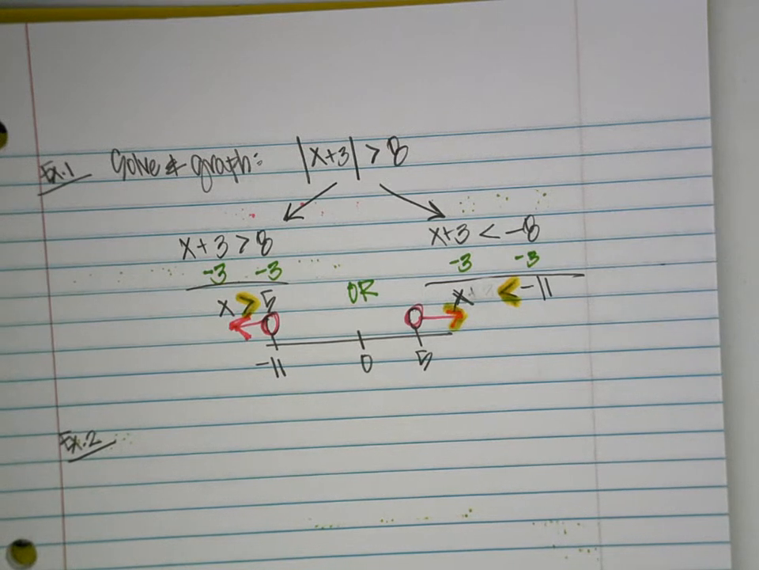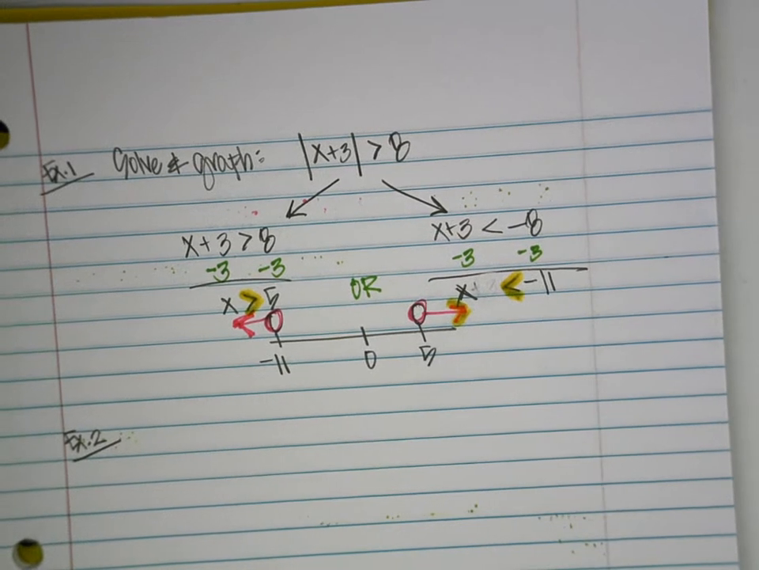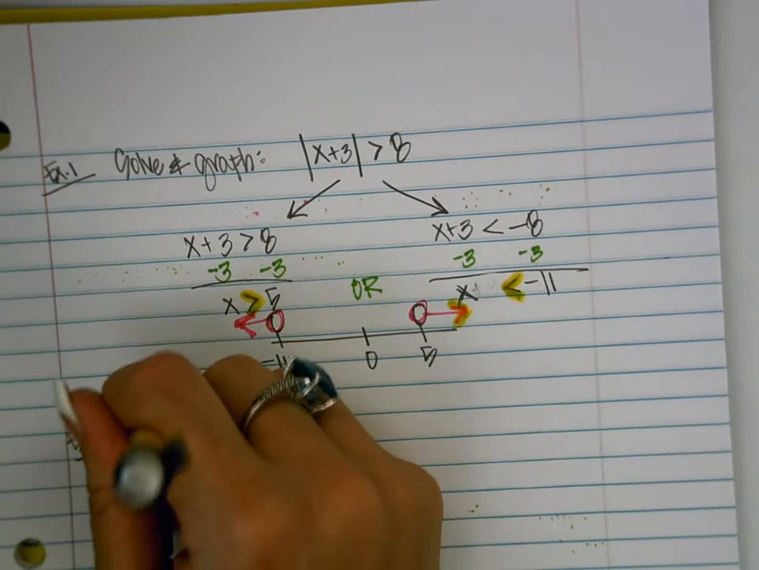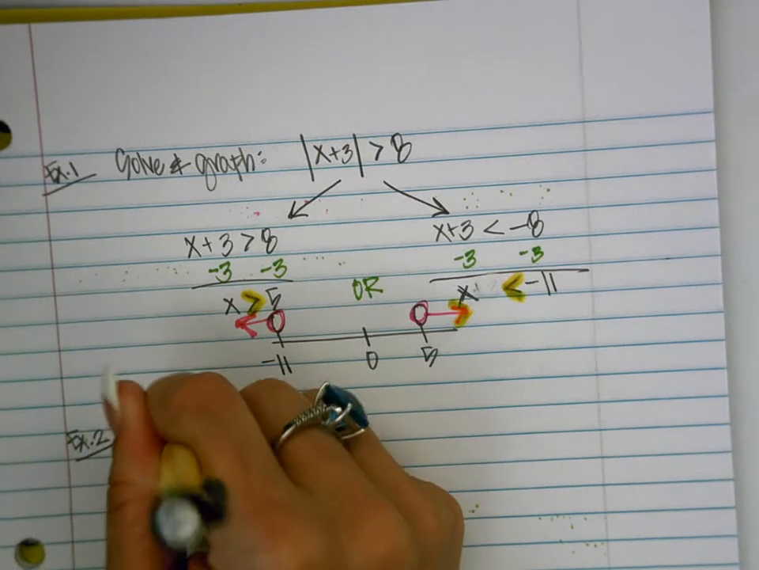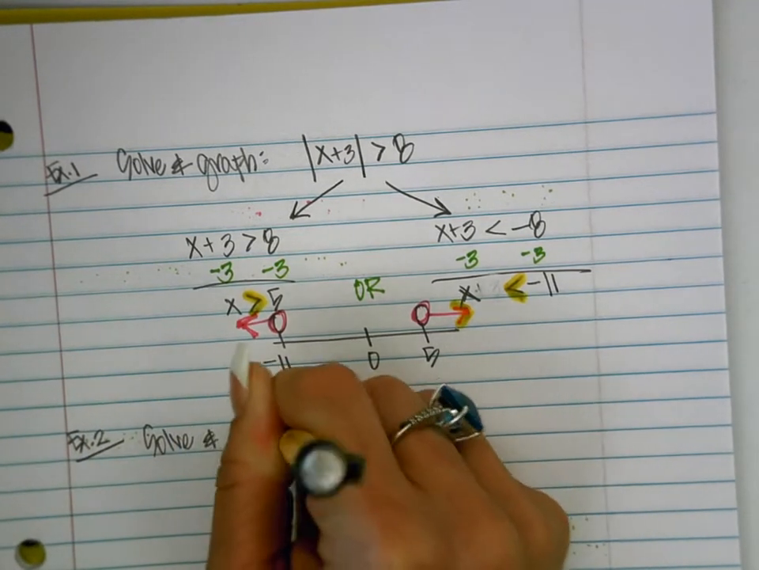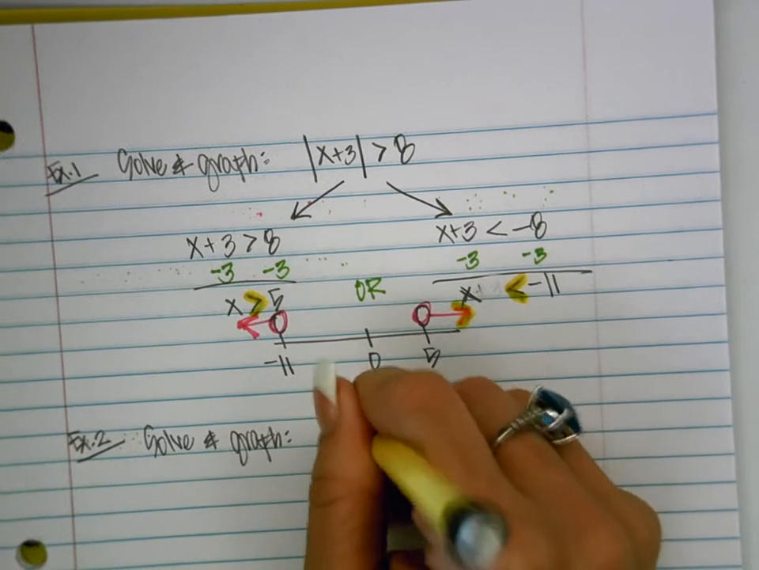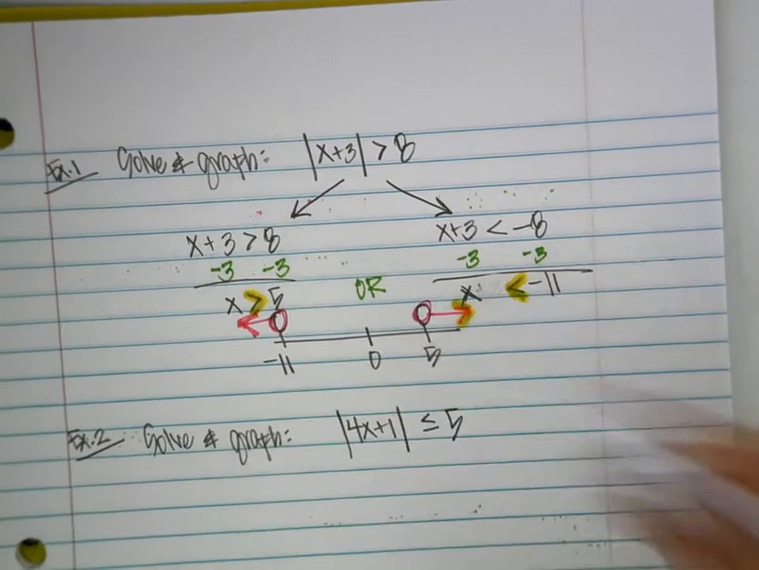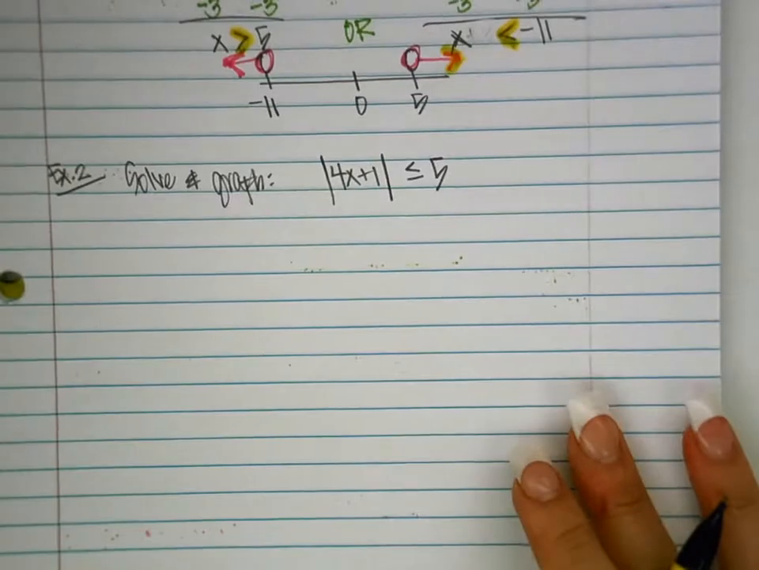Let's try another one. For number 2, again, I want you to solve and graph. I don't want to do too many of these. Solve and graph the following: the absolute value of 4x plus 1 is less than or equal to 5.